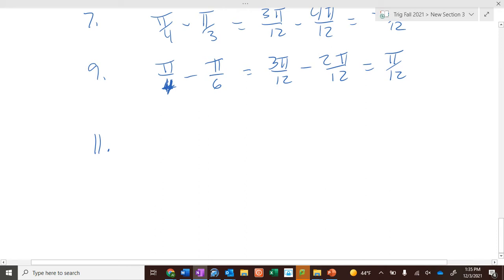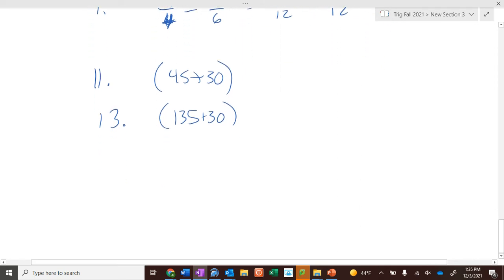Basically, what two numbers make 75 degrees that are on your unit circle? 45 and 30. Yep. 13. What two numbers make 165 that are on your unit circle? Yeah, a bunch of you said different answers. I'll go with 135 and 30. 135 and 30. 45 and 120. Yep. 15. Pi over 12.